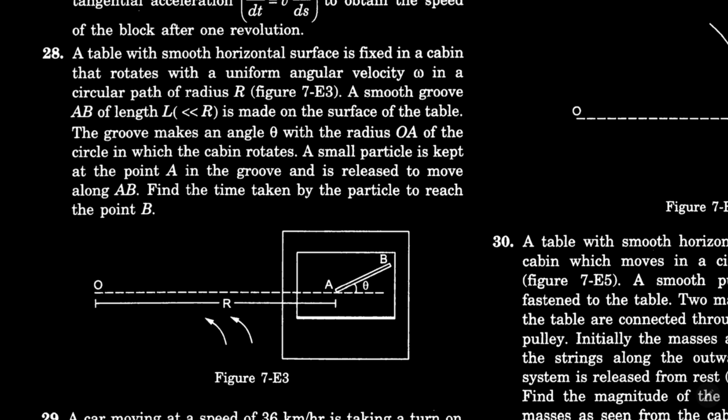In question 28, a table with smooth horizontal surface is fixed in a cabin that rotates with some uniform angular velocity omega in a circular path of radius r. Now a small particle is kept at point A in the groove and released to move along AB. We need to find the time taken by the particle to reach the point B.